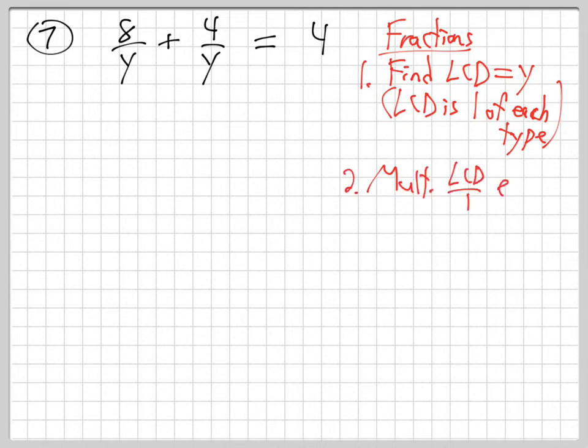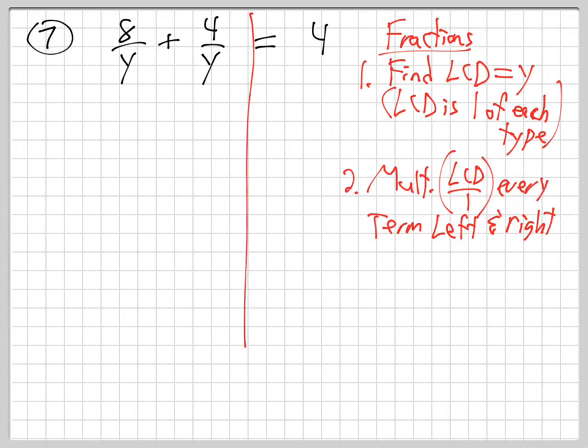LCD over 1 to every term left and right. Because all of my thinking is left side, right side when I have an equals. I'm not thinking top, bottom. I'm not going to try to do the same thing top, bottom. I'm going to try to do the same thing to the left and the right. All the terms on the left and the right. All of my thinking is left, right when I have an equals, right?